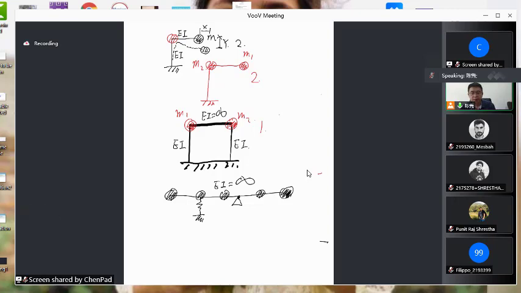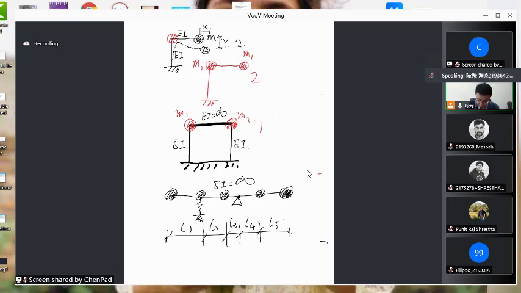Only one. Okay, because we need only one independent coordinate to describe all this movement. Of course, you know the length. Okay, forget this. We know the length, and we know the location of each of these masses. We know this location because this is a rigid bar. You need only one independent coordinate to describe this.